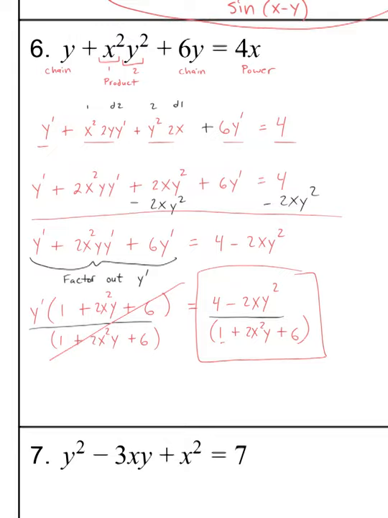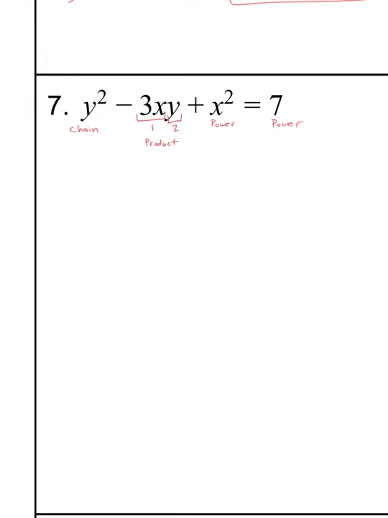On to number 7. Okay, number 7, we have 4 terms. The first term has a y in it, so that's going to be using the chain rule. The derivative of y squared, implicitly using the chain rule, is 2y prime. All right, the second term is a product rule. Now, because there's a negative in front, make sure you put the product rule in parentheses because you're going to have to distribute that negative. But we need 1d2 plus 2d1.